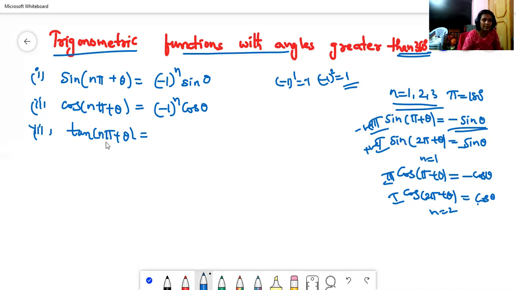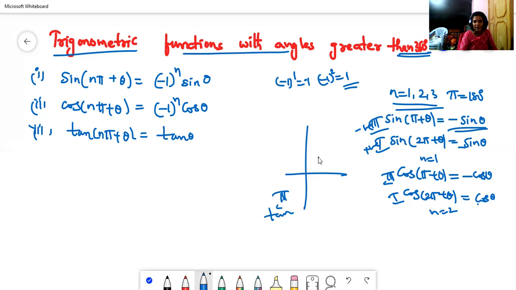Tan of n pi plus theta is equal to tan theta. Here pi plus theta means third quadrant. In the third quadrant, tan is positive. 2 pi plus theta, first quadrant. In the third quadrant and first quadrant, tan is positive only. So no minus 1 whole power n.